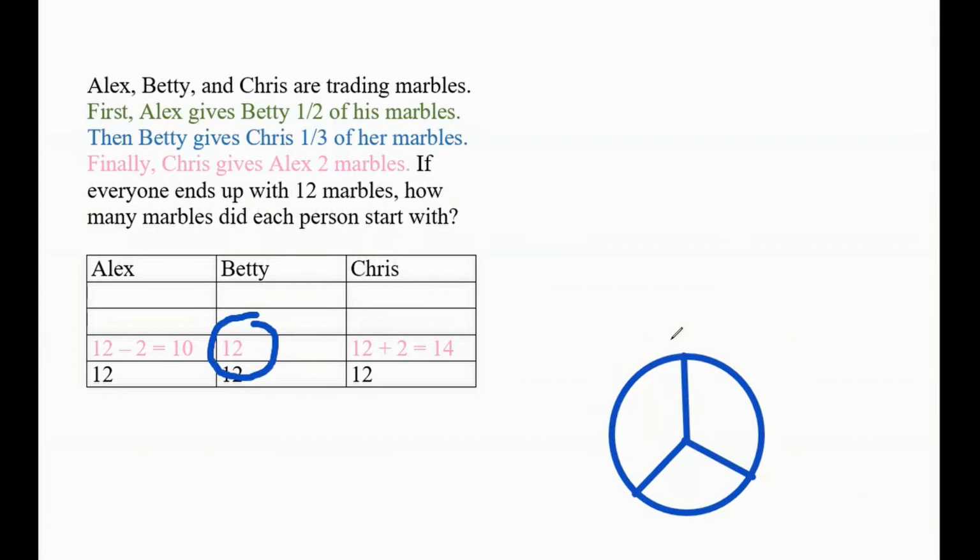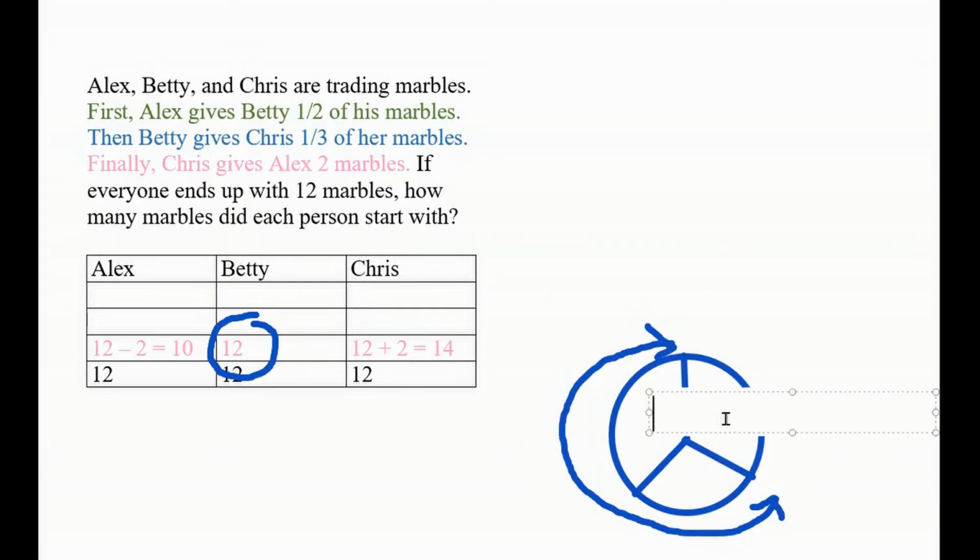And if you give 1/3, you're left with 2/3. And I'm going to divvy up 12 between these 2 pieces. So each piece better be 6 and 6. So the number of marbles she gave to Chris must have been 6. So how many marbles did Betty have before she gave 1/3 away? The answer is 3 times 6 is 18. So Betty had 18 marbles and she gives 1/3. So she's left with 12. So that also makes sense.